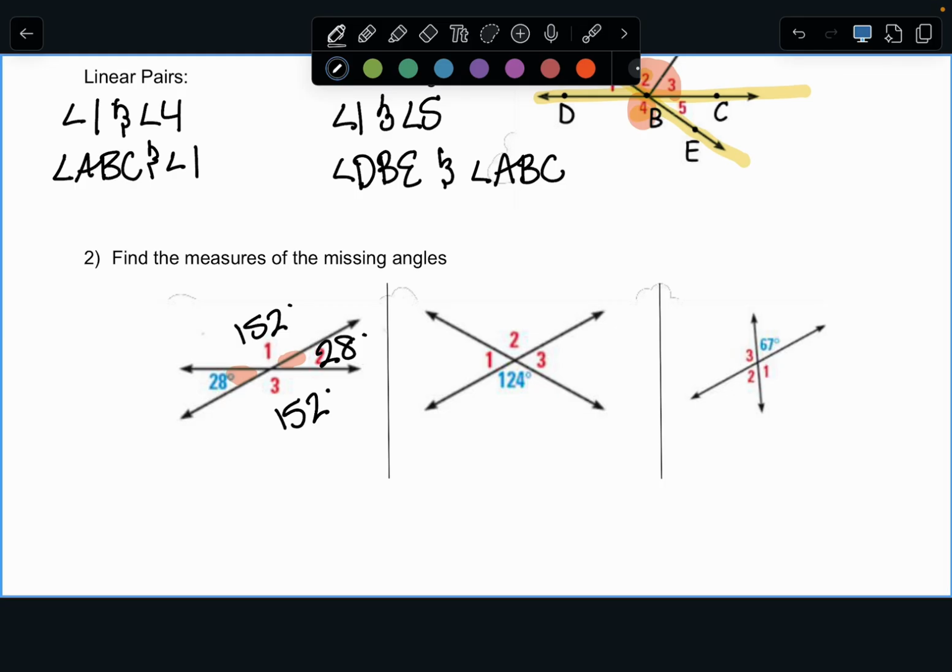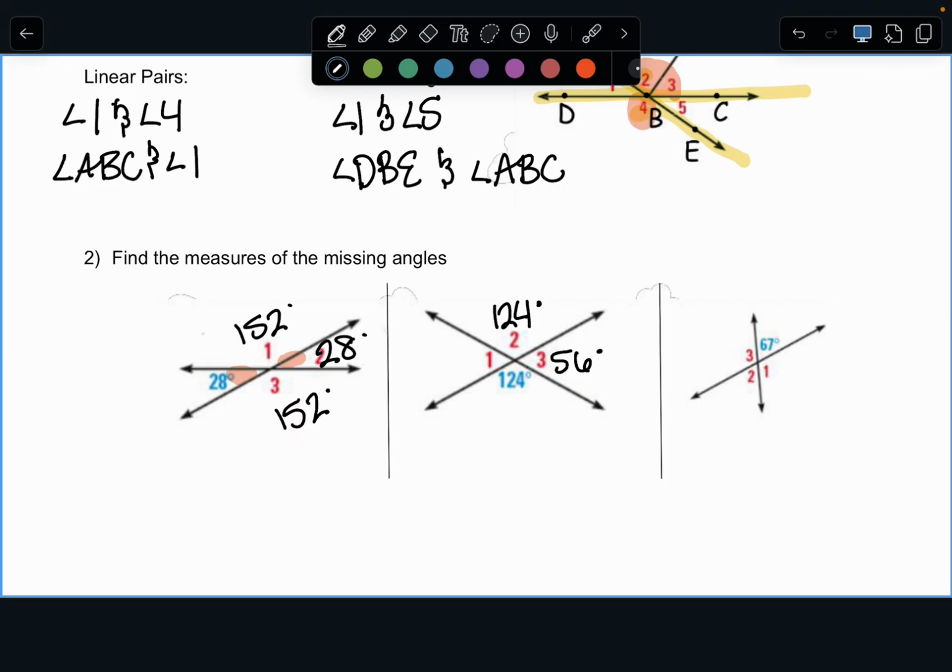So we're going to do that for the next one as well. What other angle here would have a measure of 124 degrees? What'd you say, Logan? Angle 2. They're vertical angles. They're across from each other. Then if we look at a linear pair and supplementary angles, what does the measure of angle 3 have to be? It has to add to 124 to get to 180, so that would be 56. So these two add to 180, and these two add to 180.